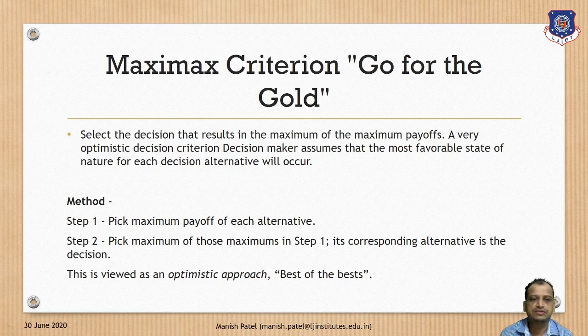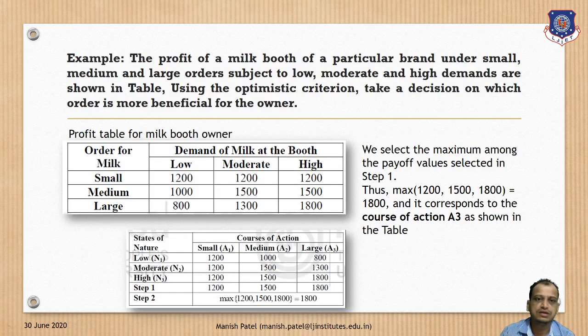So whatever alternatives are given, you will find out the maximum payoff, right? Again, you have different maximum payoffs. Out of these maximum payoffs, you will again select the maximum payoff, right? Out of this decision. That is nothing but the optimistic approach, or you can say best of the best. Clear? Let's see an example. The profit of a milk booth of a particular brand under small, medium, and large objects is low, moderate, high, and demands are shown in the table here.